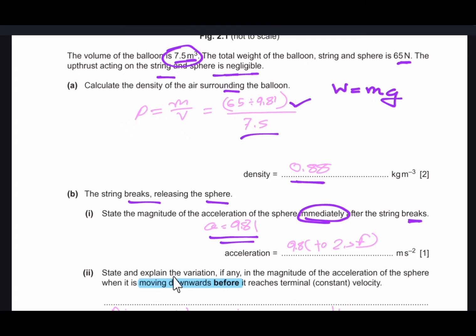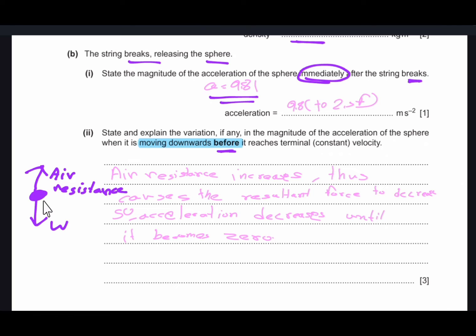Then state and explain the variation, if any, of the magnitude of the acceleration of the sphere when it is moving downwards before it reaches terminal velocity. So initially, after the release, only the weight is acting on the sphere. But as it is falling, its velocity increases, and so air resistance also increases.